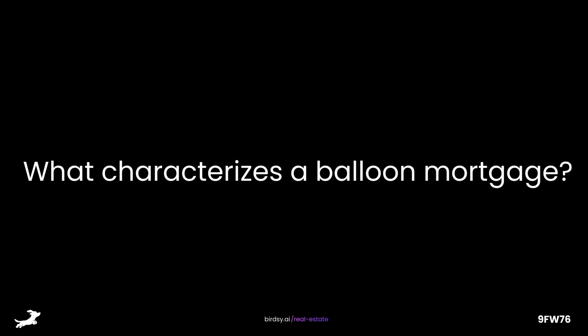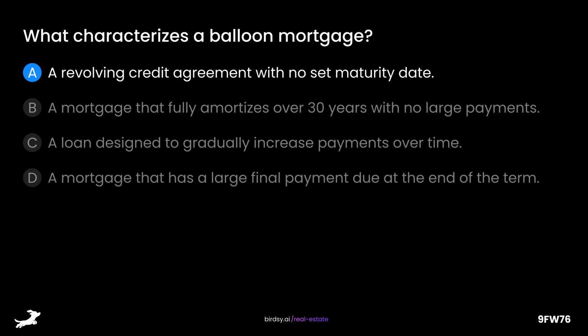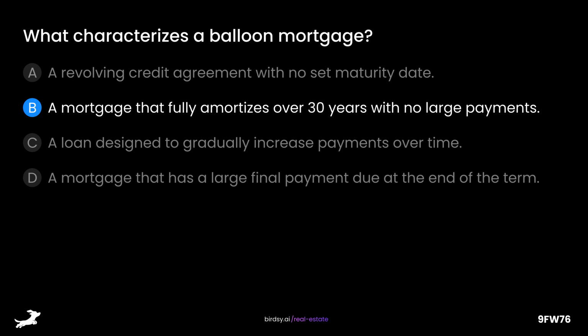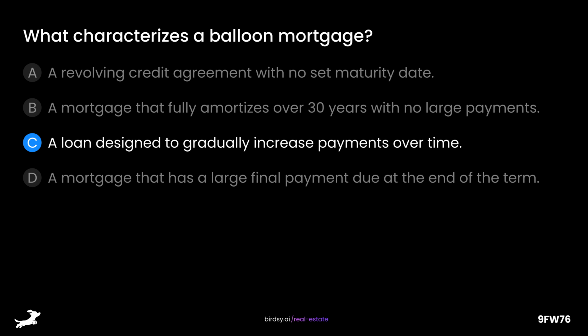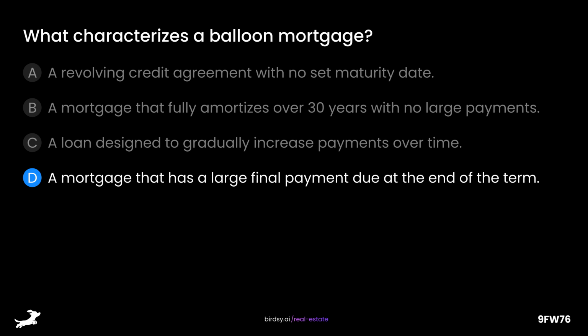What characterizes a balloon mortgage? Is it A, a revolving credit agreement with no set maturity date? B, a mortgage that fully amortizes over 30 years with no large payments? C, a loan designed to gradually increase payments over time? Or D, a mortgage that has a large final payment due at the end of the term?